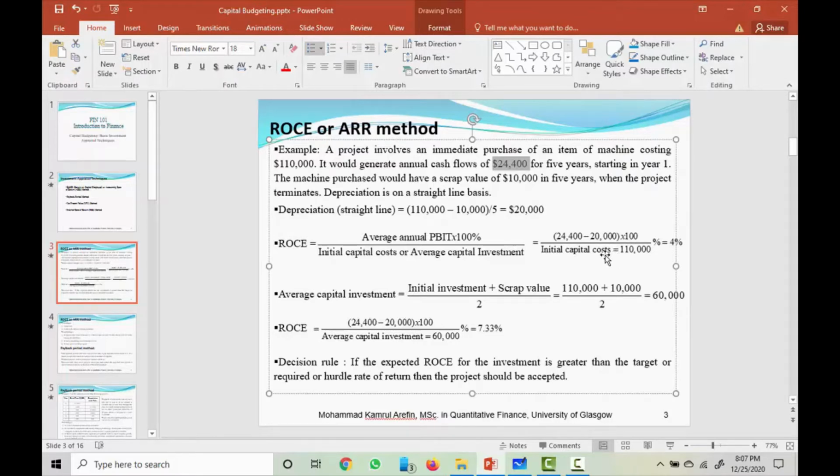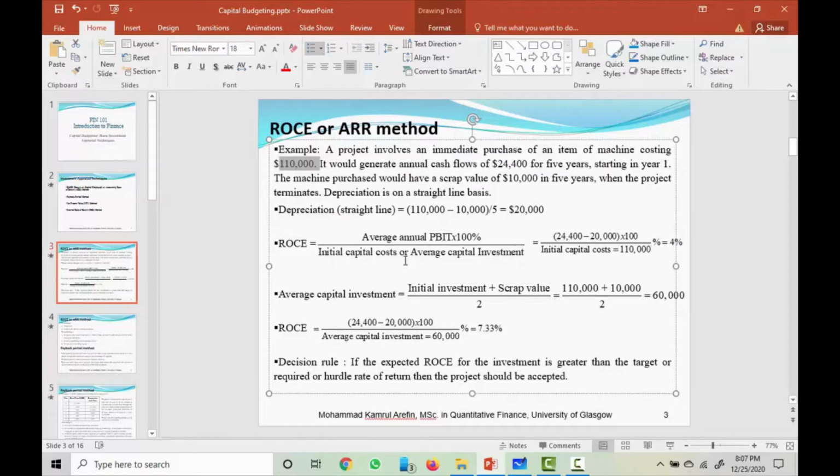And if you divide it by the initial capital cost, which is 110,000, the price of the machine, and calculate, we see that this is 4%. So ROCE, or return on capital employed, is 4%. That means we are getting a 4% return from the initial capital invested.